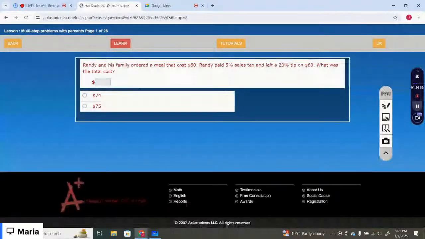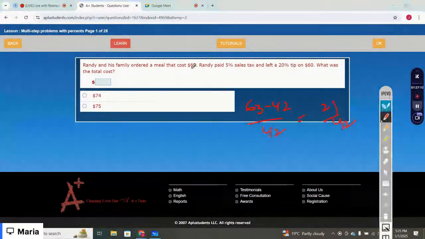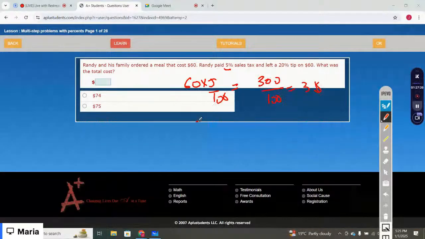Randy and his family ordered a meal that cost $60. Randy paid 5% sales tax and left a 20% tip on $60. What was the total cost? Okay, so the $60 is the price of the meal they ordered. Calculate 5% sales tax, so 60 times 5 over 100, that is $3. So $3 tax he has to pay.